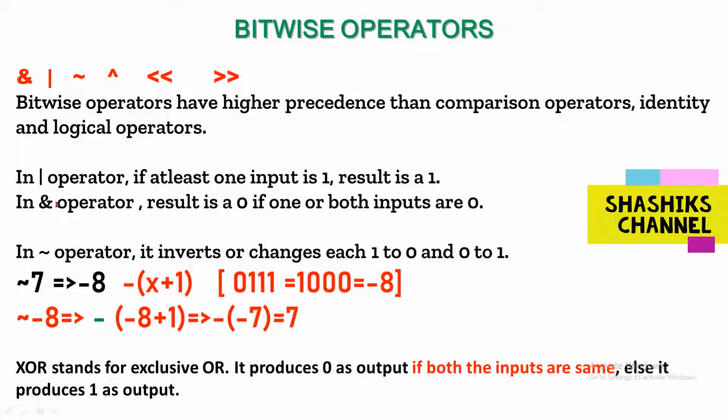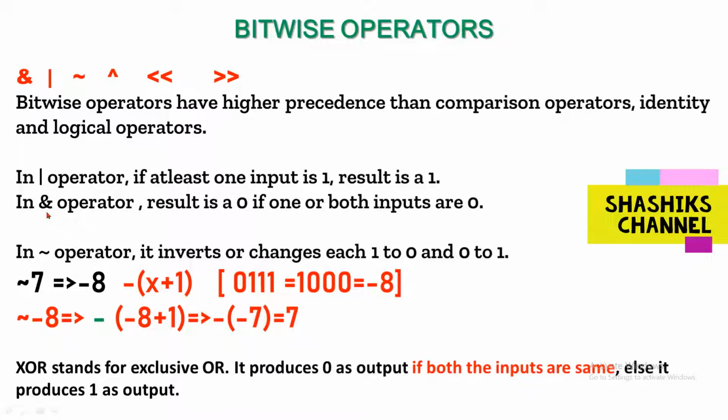First is the bitwise OR operator. In the bitwise OR operator, if at least one input is a 1, the result is a 1. Before that, remember that it is going to operate on the binary bits of the input. So whatever integer is given as input will be converted to its binary form, and these bitwise operations will be carried out on the binary bits of the input, and then the result will be converted back to the integer form or the decimal form.